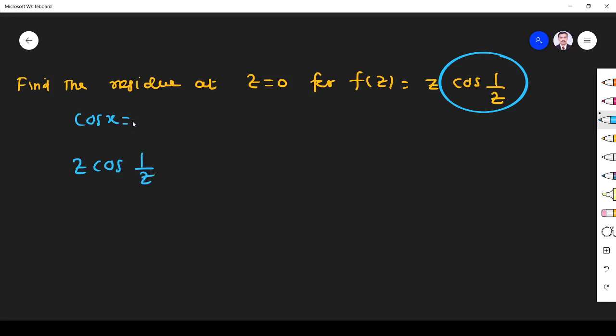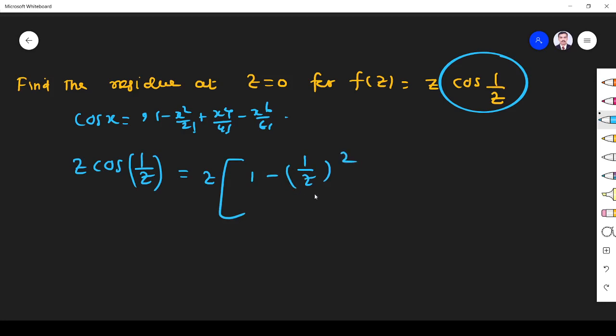we know cos x can be expanded as 1 minus x squared by 2 factorial plus x power 4 by 4 factorial minus x power 6 by 6 factorial, like that it will go. So here I consider 1 by z as x. So z into cos I expand as z into 1 minus 1 by z whole squared by 2 factorial. I need the coefficient of 1 by z only, right? Because whenever you use Taylor series, Laurent series, the coefficient of 1 by z will give the residue. So I don't need to expand beyond that. So I stop here itself.